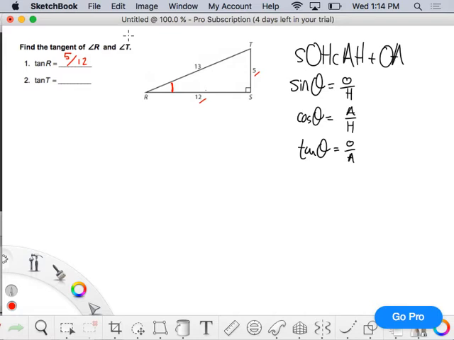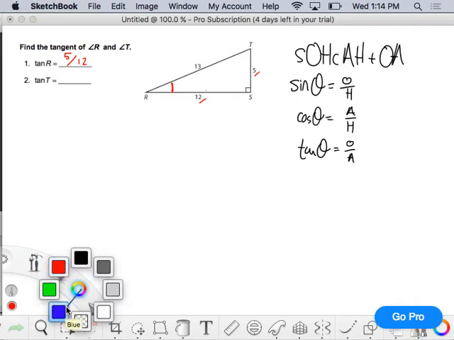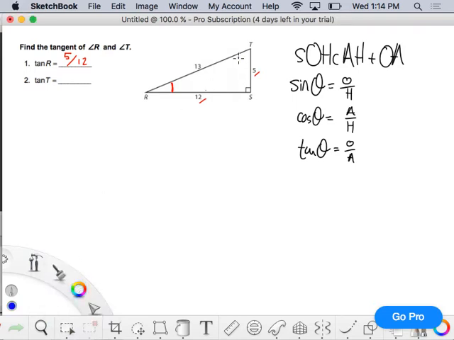Got it? Okay. Next thing, it says the tangent of t. So here's the angle t. So the opposite and adjacent sides will be different. Which side is opposite of angle t? 12 is opposite. So it's 12 over, and adjacent is 5. So it's 12 over 5.